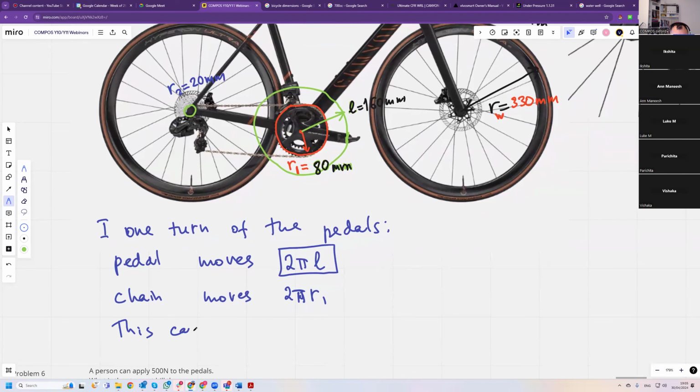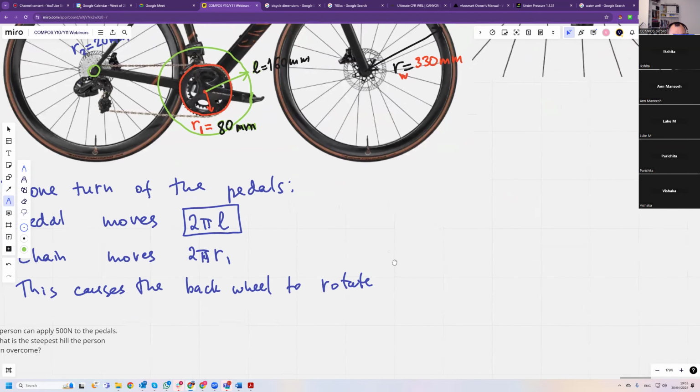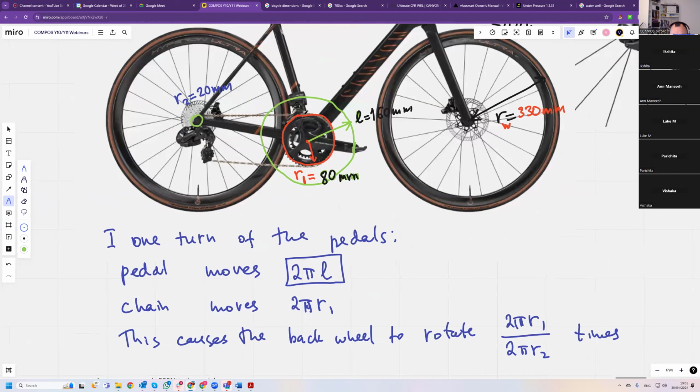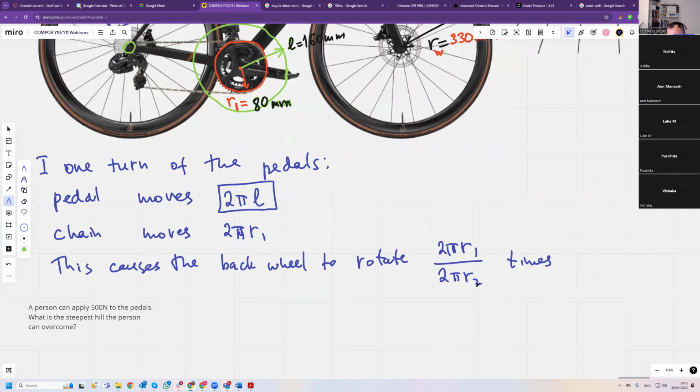This causes the small cog, the back wheel, to rotate. So it's going to be 2 pi R1 divided by 2 pi R2 times. Because if the chain moves a distance of 2 pi R1, and one rotation of the small cog is 2 pi R2, that means 2 pi R1 divided by 2 pi R2 is the number of times the back wheel rotates.